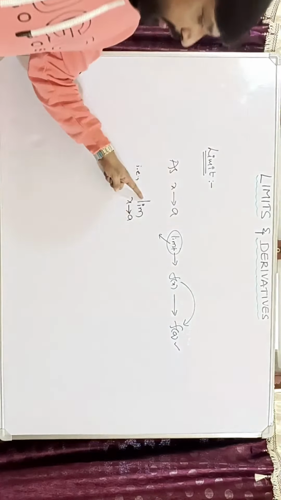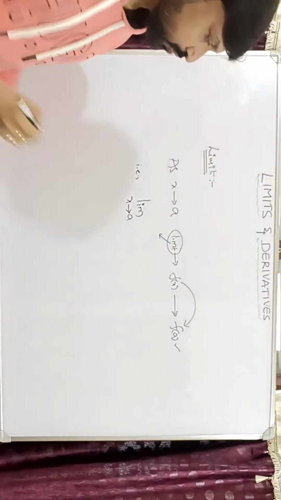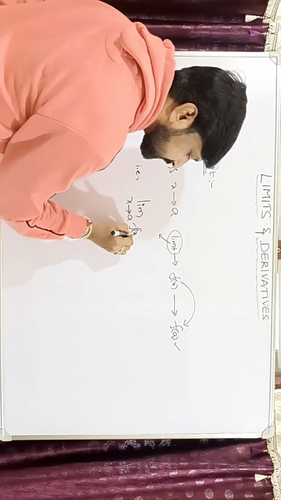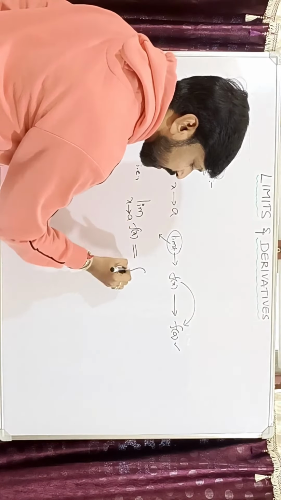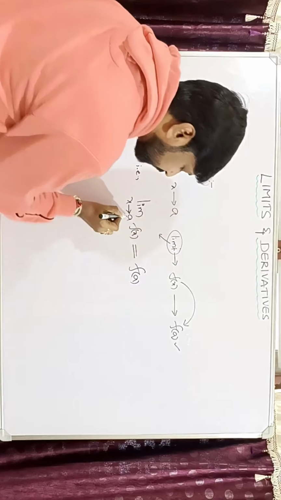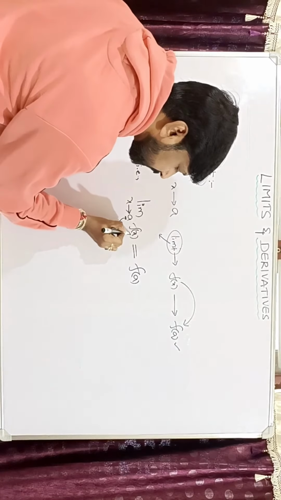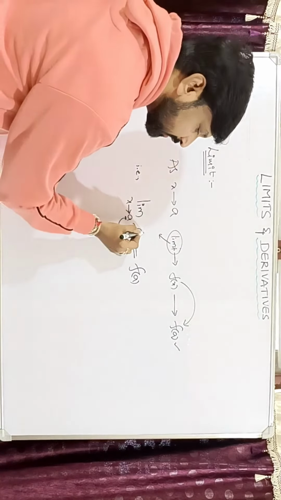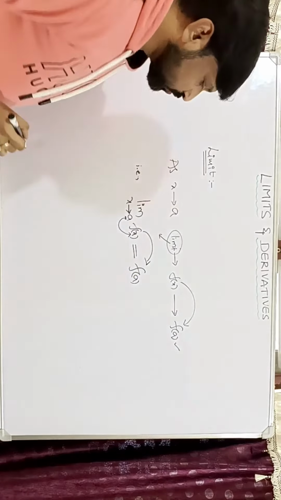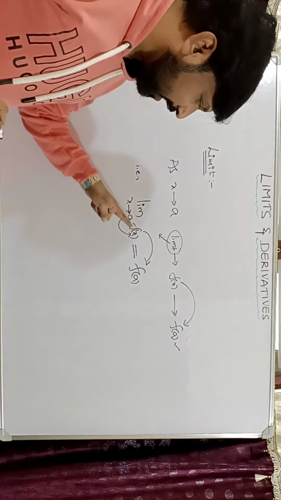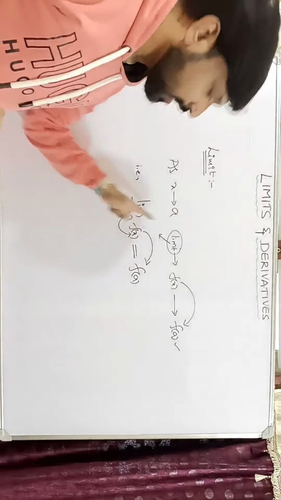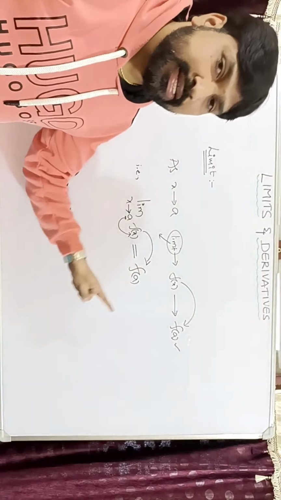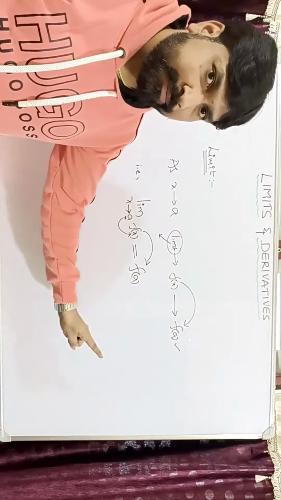So we need to notate like this: limit x tends to a, f of x will change as f of a. If it is a, then you replace x with a, and this will become f of a. So as limit x tends to a, f of x changes as f of a. That is the definition of a limit, isn't it?